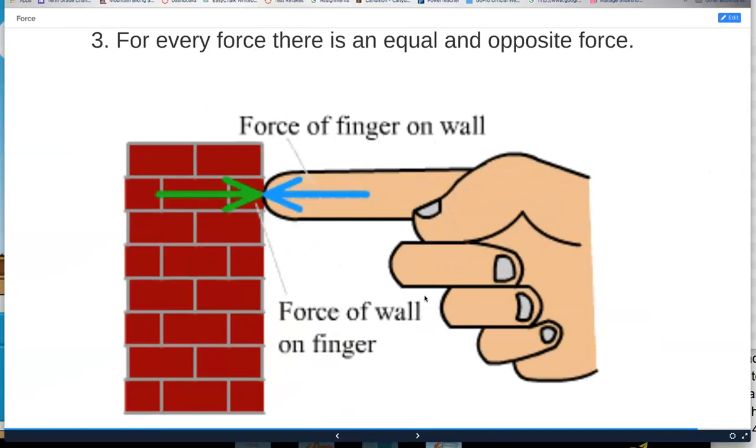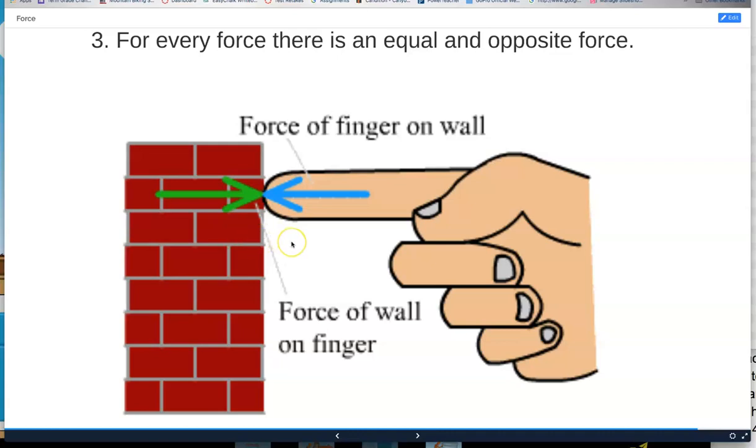Now, Newton's third law. This is the one most people know. For every force, there's an equal and opposite force. Okay? So if your finger pushes on the wall, right here, that's the blue one, then the wall pushes back on the finger. That's the green one. Now, the trick with this, and the thing you need to really realize, is the green force is acting on the finger, and the blue force is acting on the wall. So they are not acting on the same object. They are acting on opposite objects.